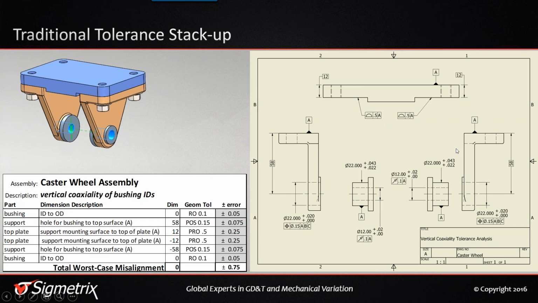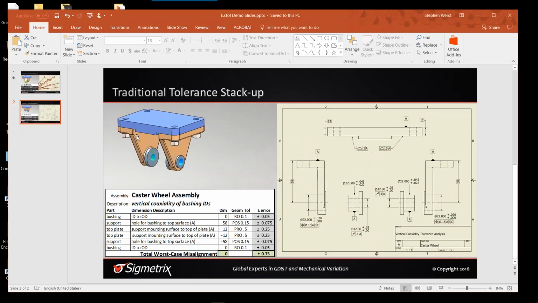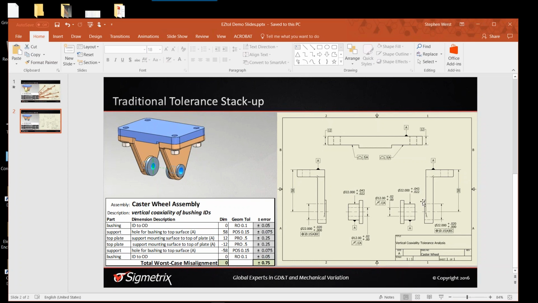And if we were to calculate this manually, we would see that the nominal dimensions are all aligned such that we are in fact seeing 0 misalignment at nominal. This is good, this is what we want. And that the worst case variation is plus or minus 0.75, just the sum of all these individual variations. So I'm going to use this version without the lines, that we'll refer back to as I continue through the analysis in EZtol.